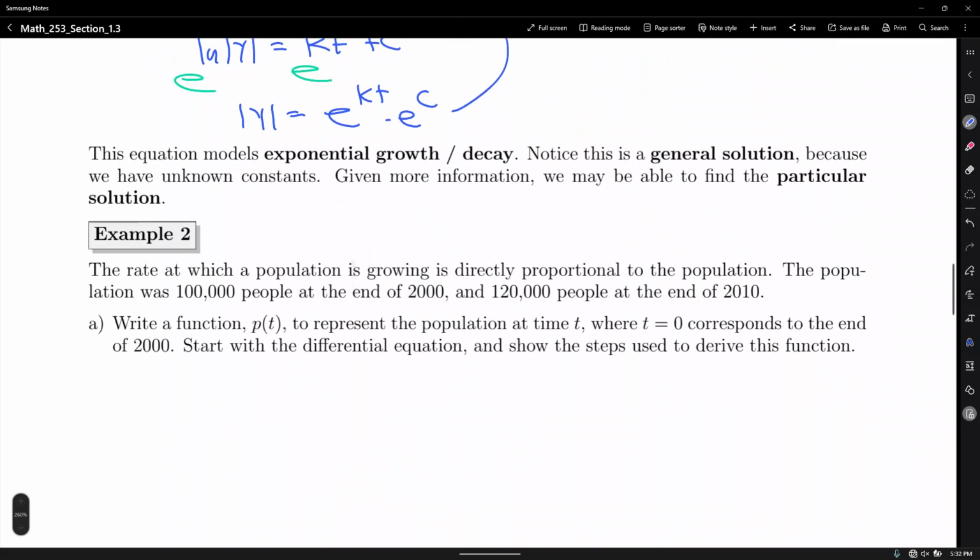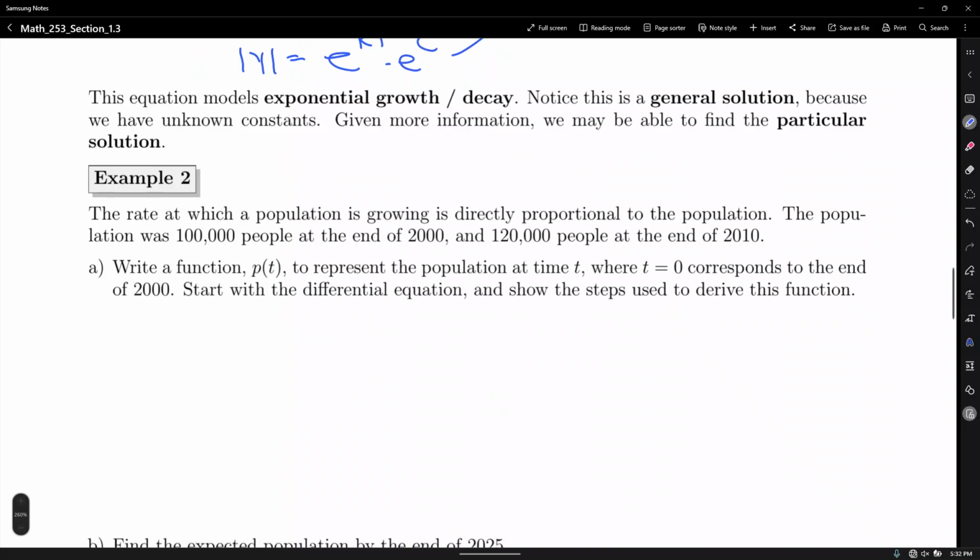So what do we have for this first application? The rate at which a population is growing is directly proportional to its size, not time, to its size. The population was 100,000 people at the end of 2000 and 120,000 people at the end of 2010. Write a function p of t to represent the population at any time, where t equals 0 corresponds to the end of 2000. So that's our initial time.